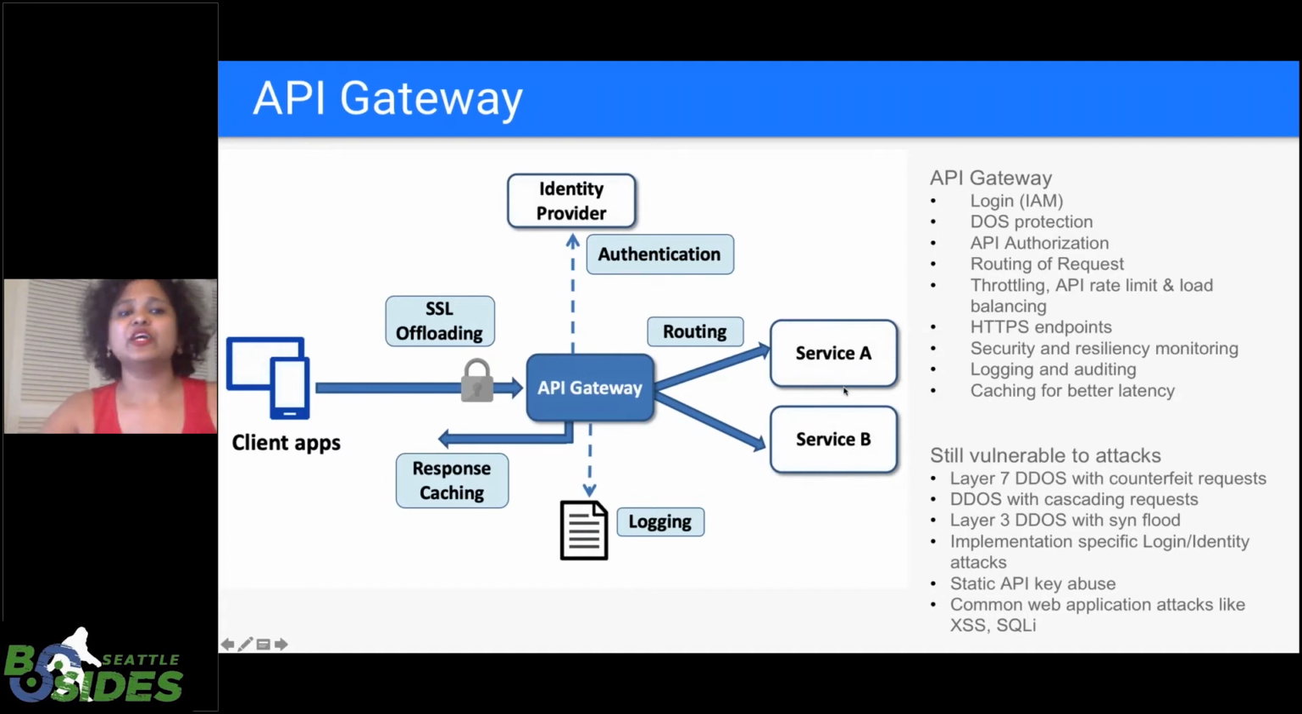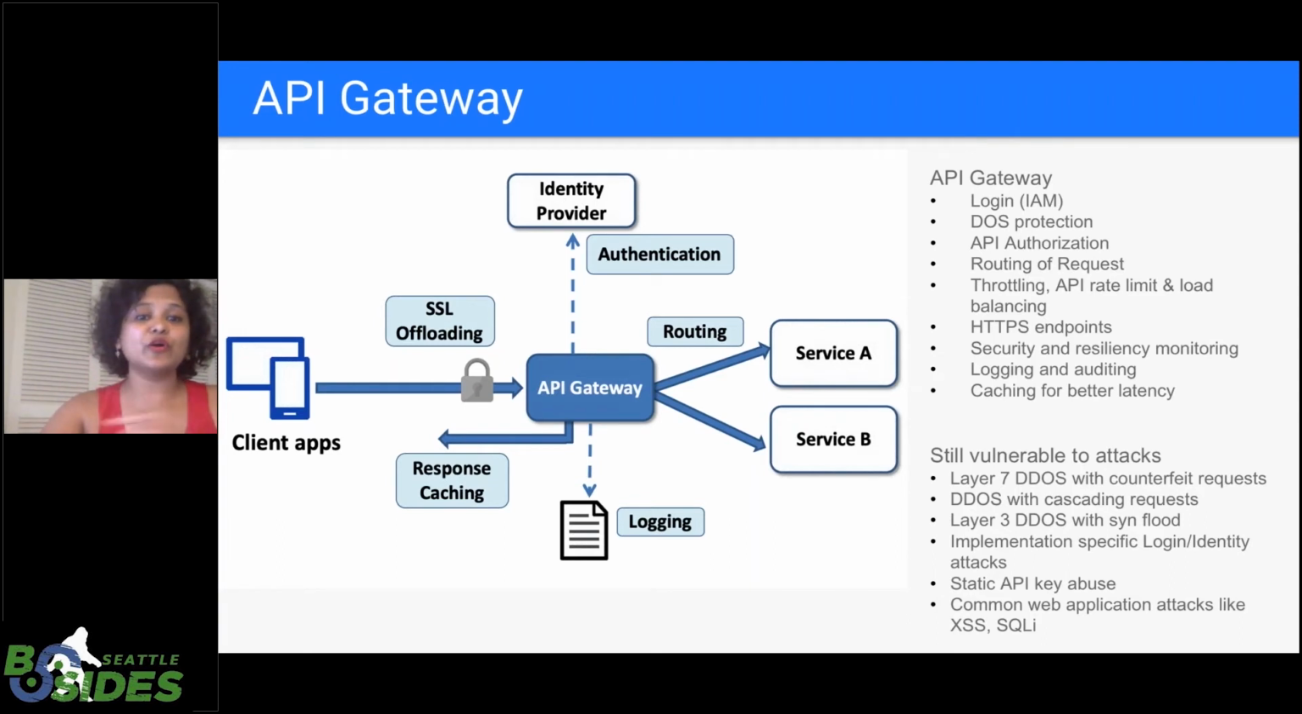In order to protect them, just take a look at how many security functionalities API gateway provides out of box. When we use API gateway, we can leverage it for authentication, API authorization. It also provides capabilities to prevent denial of service attacks. It performs routing of requests. It has mechanisms to prevent layer 7 DOS attacks by providing us capabilities to define throttling limits, API rate limits.